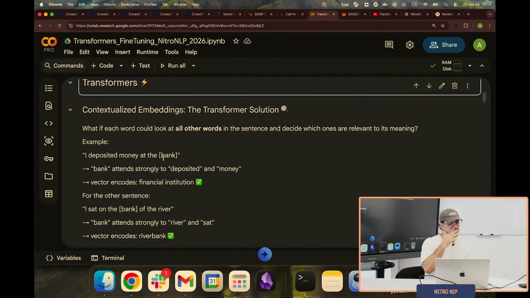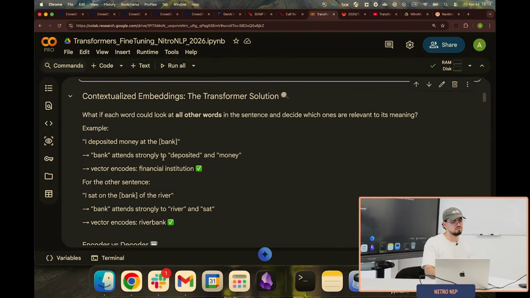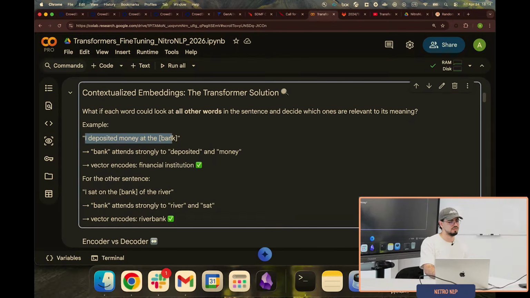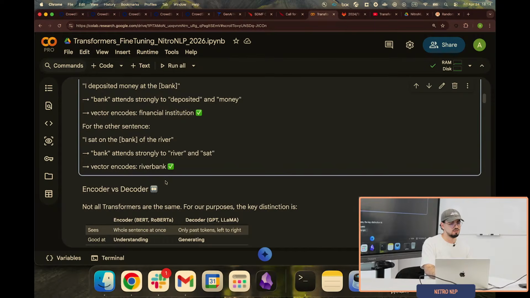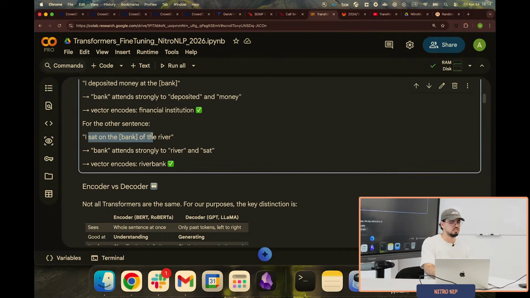In transformers, each word can look at all the other words in a sentence and decide which ones are relevant to its meaning. For example, if I say "I deposited money at the bank," the same sentence from before, the relationship between bank and deposited and money would be stronger than the relationship between bank and I, or bank and at, or the. So the vector would encode something related to a financial institution. The same in "I sat on the bank of the river": bank would be more strongly correlated with river and sat.